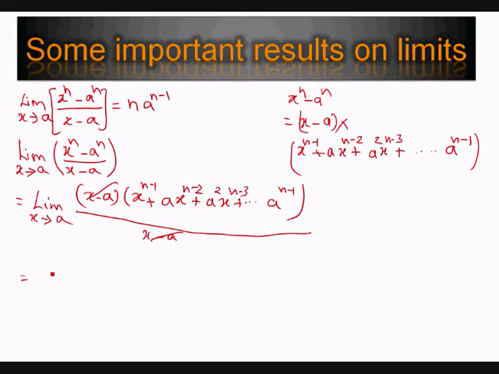Once I apply this, then I get a power n minus 1 plus a times a power n minus 2 plus a square times a power n minus 3. I am just substituting the value of x as a. You can see that there are n terms here, and each term is a power n minus 1. This is a power n minus 1, and a power n minus 1, and a power n minus 1. And there are n terms in this. Therefore, n times a power n minus 1.